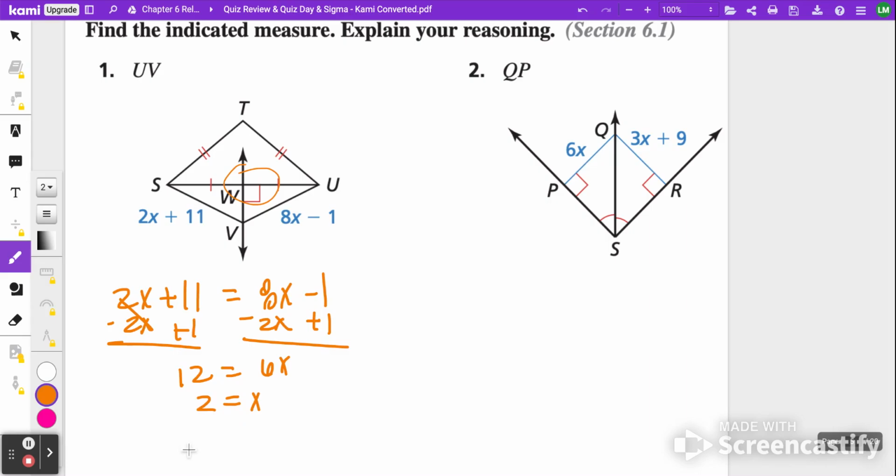Once we do that, we just plug it in to one of the expressions. I would do 2 times 2 plus 11. That's going to be 4 plus 11, which is 15. So UV is equal to 15.